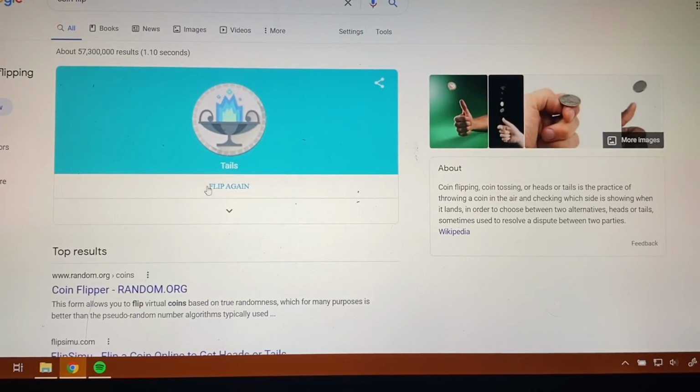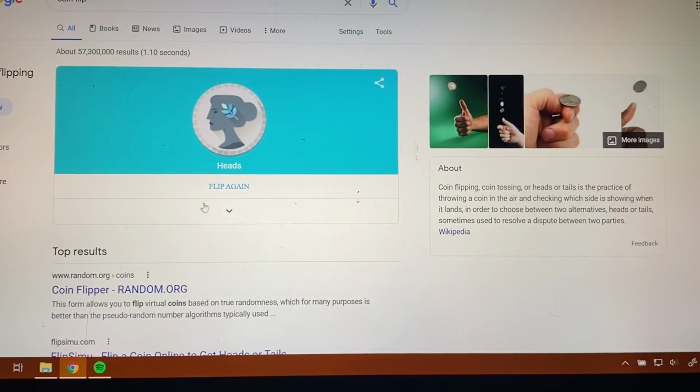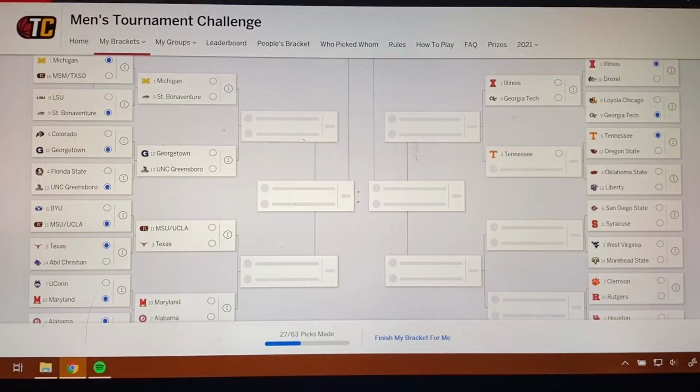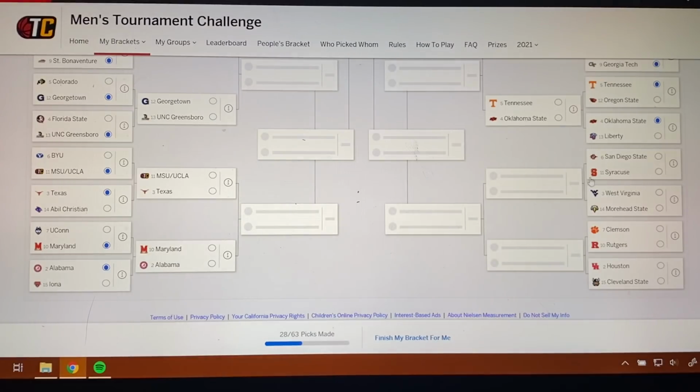And then Tennessee and Oregon State. Who do we have moving on? We have heads. So we have Tennessee here moving on past Oregon State. Oklahoma State and Cade Cunningham and Liberty. They were underseeded, in my opinion, facing Liberty. And yep, Cade Cunningham, Oklahoma State, moving on. San Diego State versus Syracuse here. I mean, there haven't really been too many upsets in this region so far. Tails, we do have Syracuse moving on.